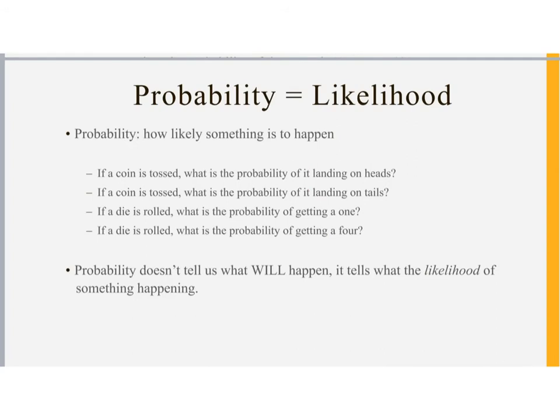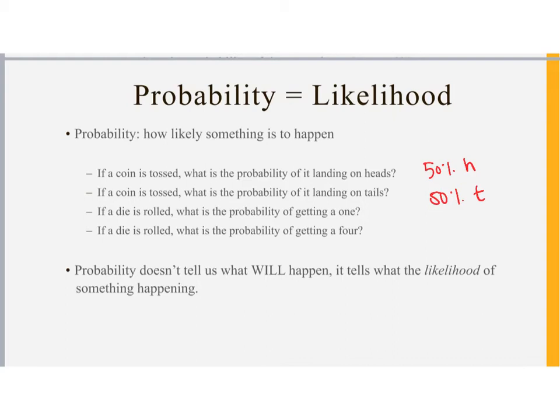So in a nutshell, probability just refers to likelihood. Probability is how likely it is that something is going to happen. Assume I take a regular unbiased coin. If the coin is tossed, there is a 50% chance that it lands on heads and a 50% chance that it lands on tails, because there's only two possible outcomes and they're equally likely to occur.